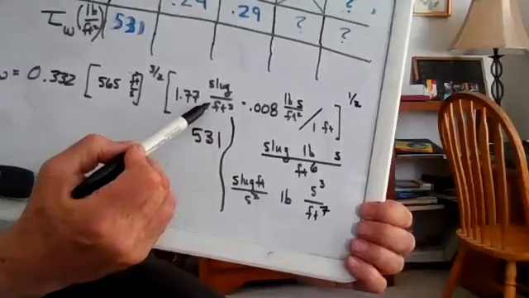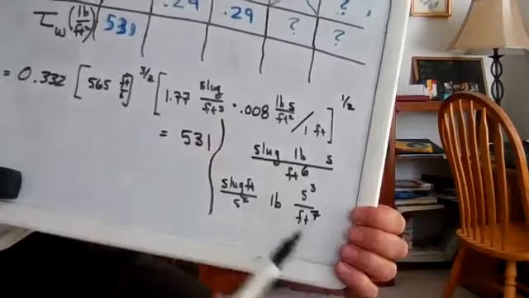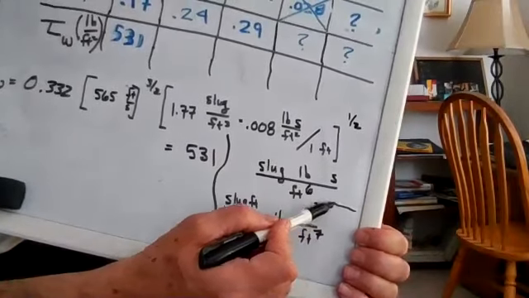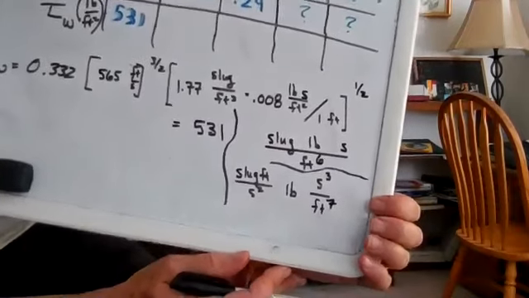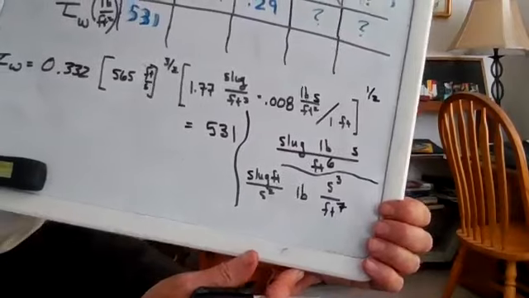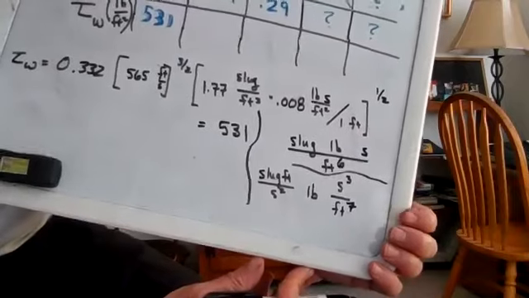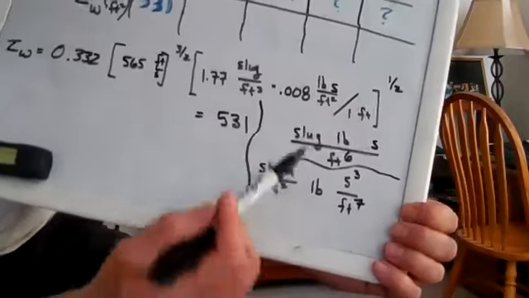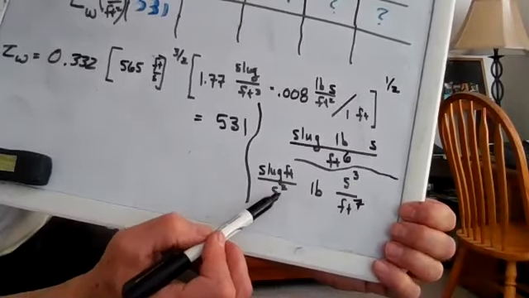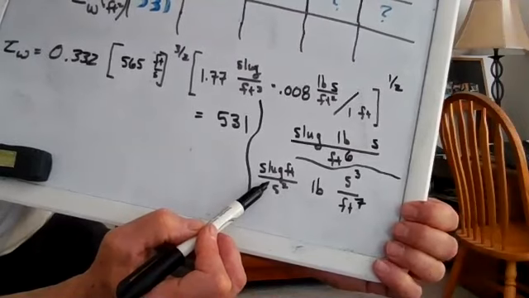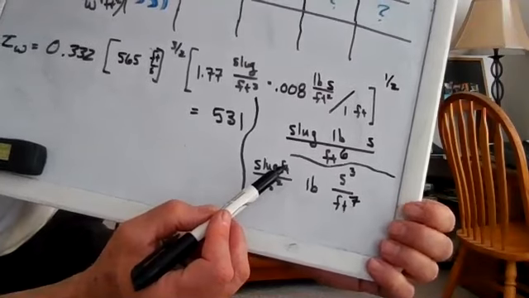I've got a slug per foot cubed. I've got a pound-second per foot squared because of the viscosity. So if I congregate all that into a single unit, I get a slug, I get a pound, I get a second, and wow, I get a foot to the 6th. In short, we would like to take that slug and make it into a pound. So I took that slug and added a foot per second squared, and that makes it into a pound. Well, if I add a foot in the numerator, I have to add a foot in the denominator.